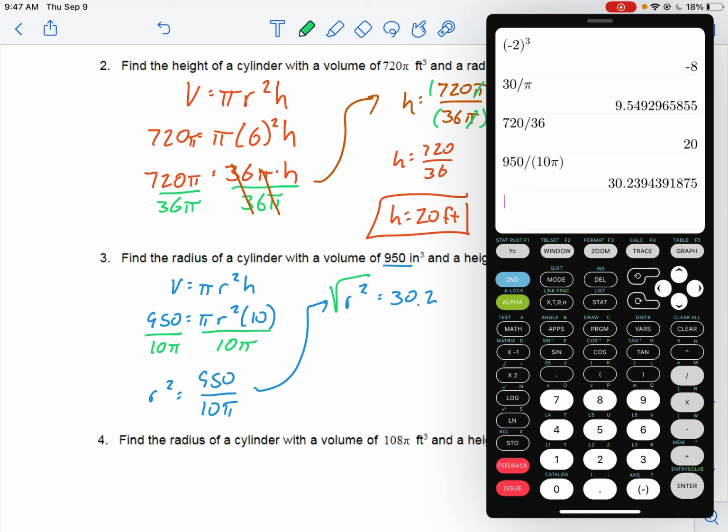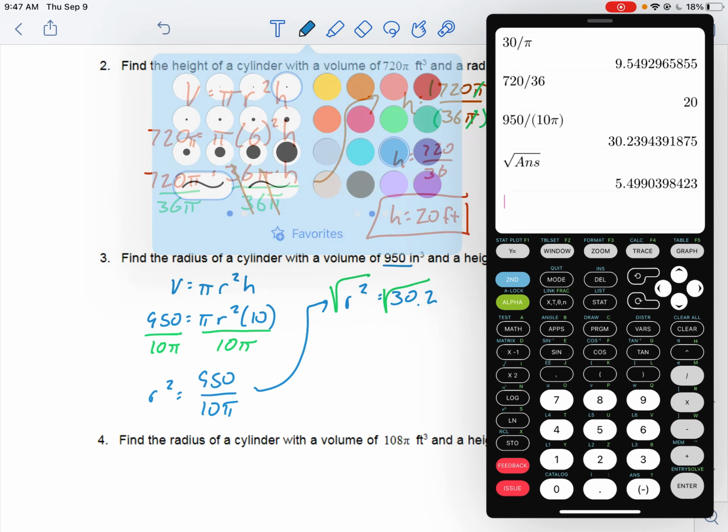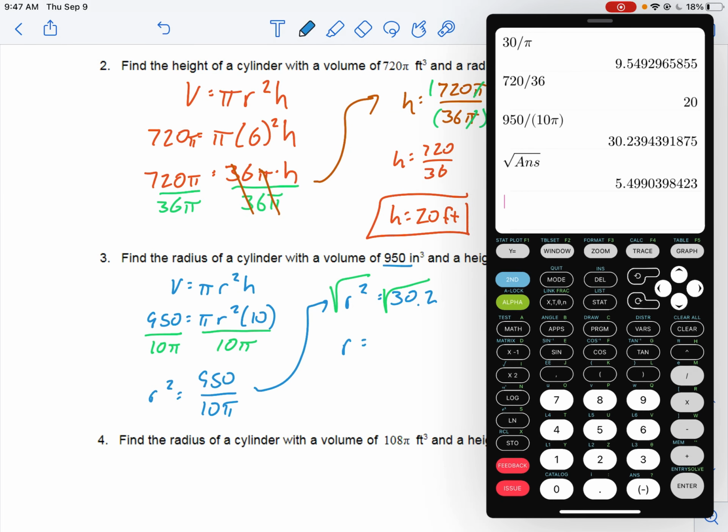To get rid of a squared, hopefully you recall, you take the square root. To do this in the calculator, I'm going to hit second square root, and the square root button is just above the x squared button, which is diagonally up and to the left of the 7. And then I'm going to hit second and the negative sign, because the second option on the negative sign brings back the previous answer. So when it says ANS there, it brings back the 30.239. And I hit enter, and there is my answer. So r, the squared goes away because I took the square root, and I guess that's 5.5 if I round correctly.